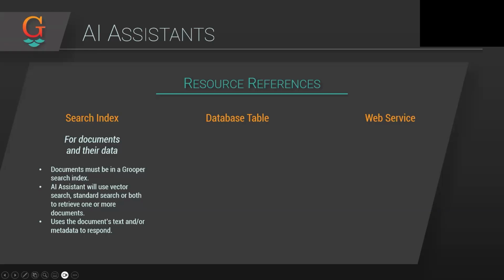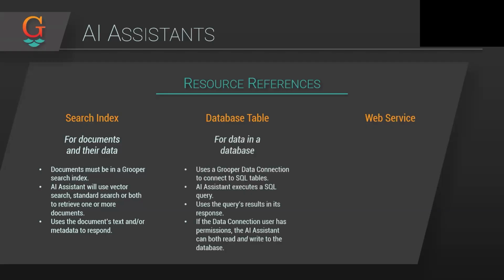Okay, you got it. The next resource reference that we have available is a database table. And this is just for data in a database. It uses a Grooper data connection to connect to SQL tables. So if you are already using database lookups or exporting data to a database using Grooper, you already know all about a data connection. You use the same object in Grooper to hook an AI assistant to a database. And in that retrieval plan that the assistant generates, it will actually execute a SQL query. So if it determines, you really need to use a connected database to answer this question, let me go do the query I need to return the information. I'll get that back and use that to answer the question.